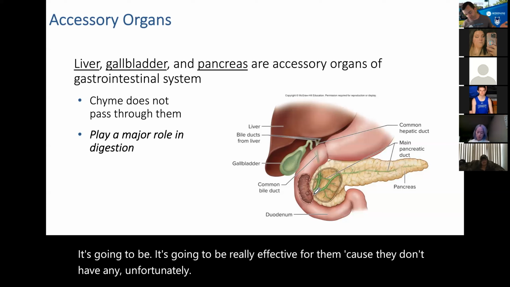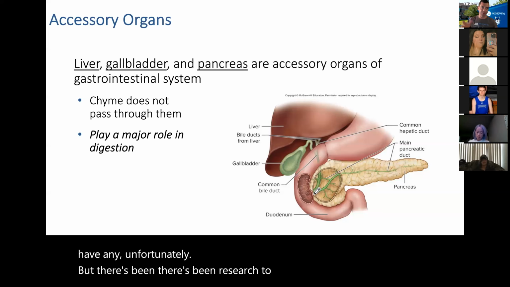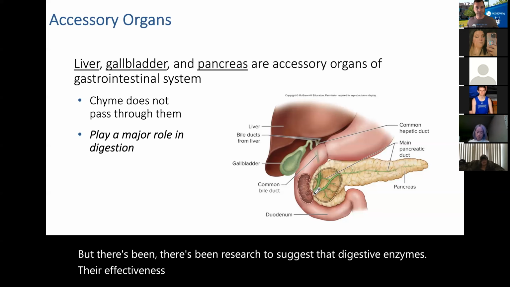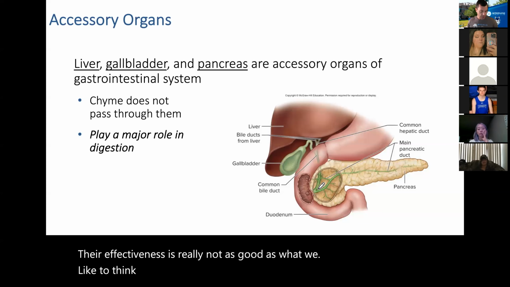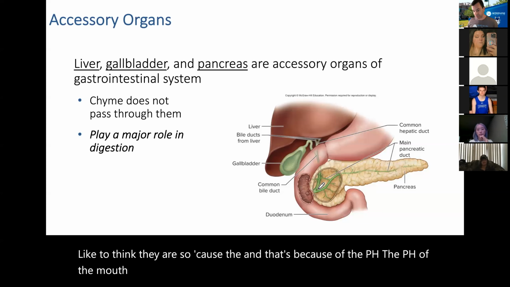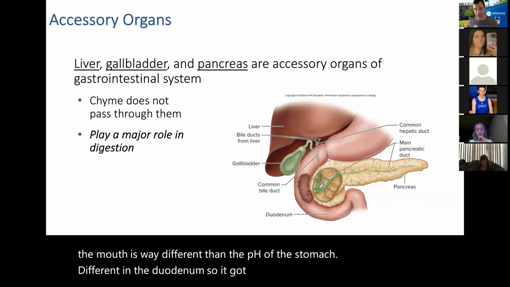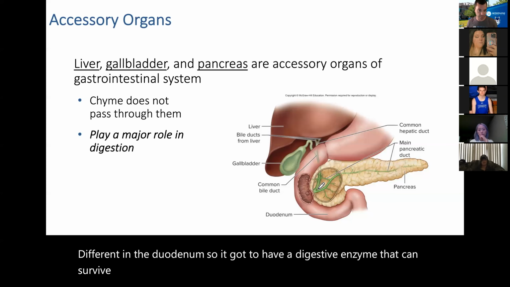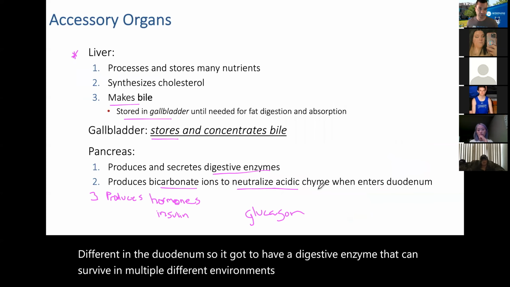But there's been research to suggest that the effectiveness of digestive enzymes is really not as good as we like to think. That's because of the pH. The pH of the mouth is way different than the pH of the stomach, which is different than the duodenum. So you have to have a digestive enzyme that can survive in multiple different environments. That's why it's difficult for digestive enzymes to be so effective.